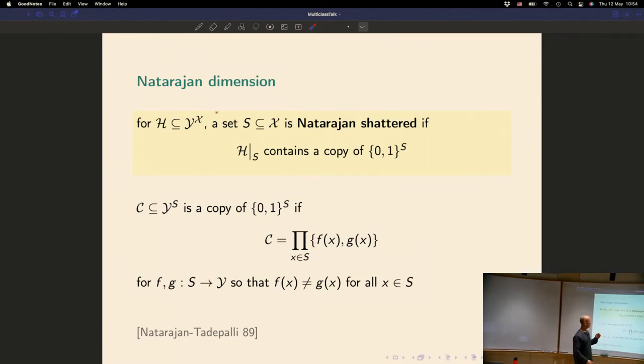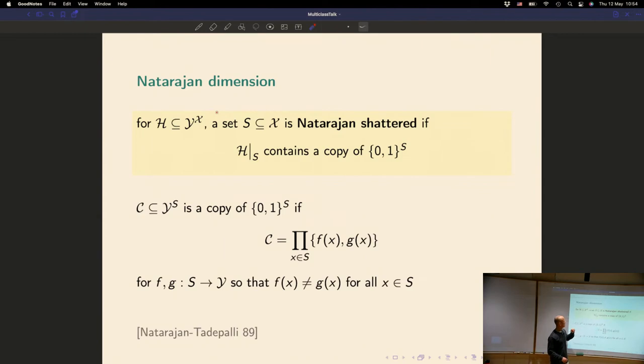Shattered for the Natarajan dimension means that this collection of functions, a collection of functions from S to Y, where Y is some arbitrary set, contains a copy of this collection of functions. Just really a copy. Now, Y may not even contain the symbol 0 or 1, so it doesn't make sense as is. So here is what contain means.